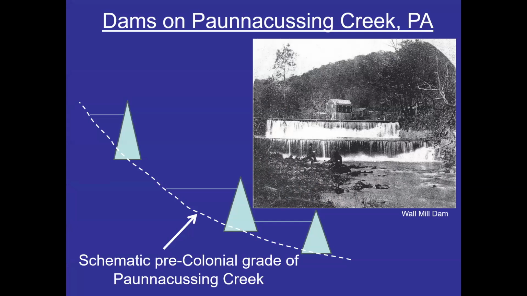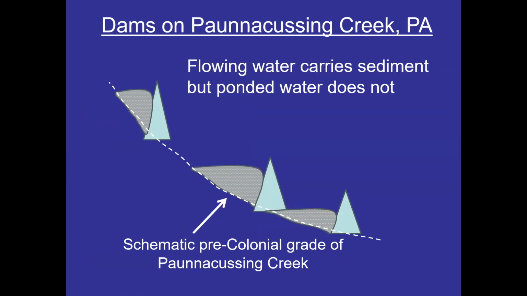Now let's turn our attention to dams. I'll start in Pennsylvania's Solebury Township. Ponacussing Creek had 5 dams. I'm depicting 3 here. But where you have a dam, as many know, you impound water upstream, you create a pond. Flowing water carries sediment, but ponded water does not. So upstream of these dams, we slowly accumulate sediment behind these dams.